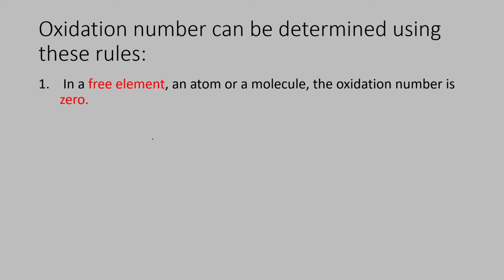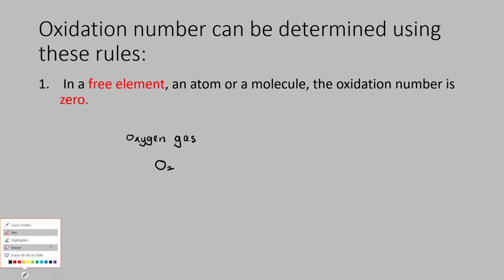The first rule is that in a free element, atom or molecule, the oxidation number is 0. For example, oxygen gas, whose molecular formula is O2. O2 is a molecule, so based on this rule, its oxidation number is 0. This is where we write the oxidation number, but usually we don't write it if it is 0.